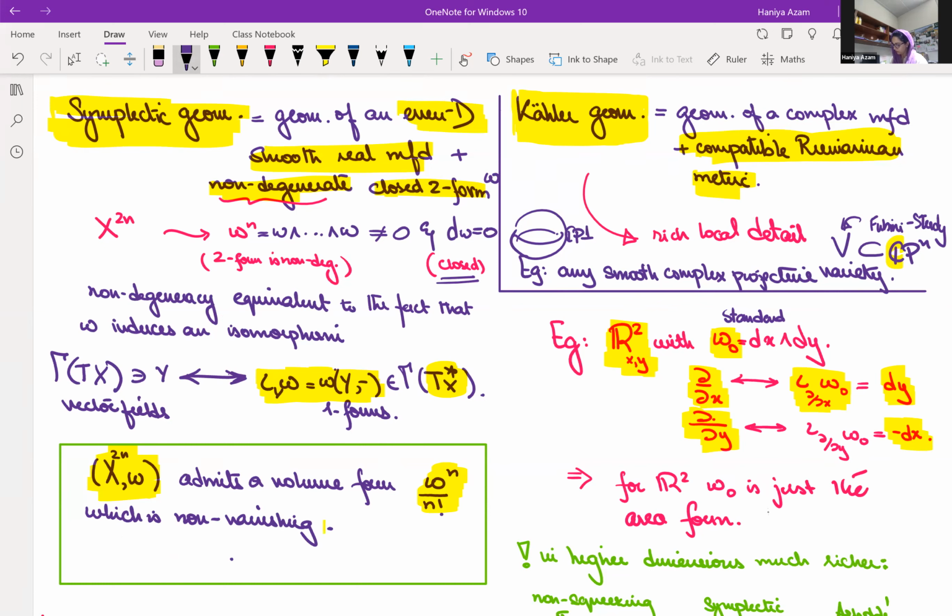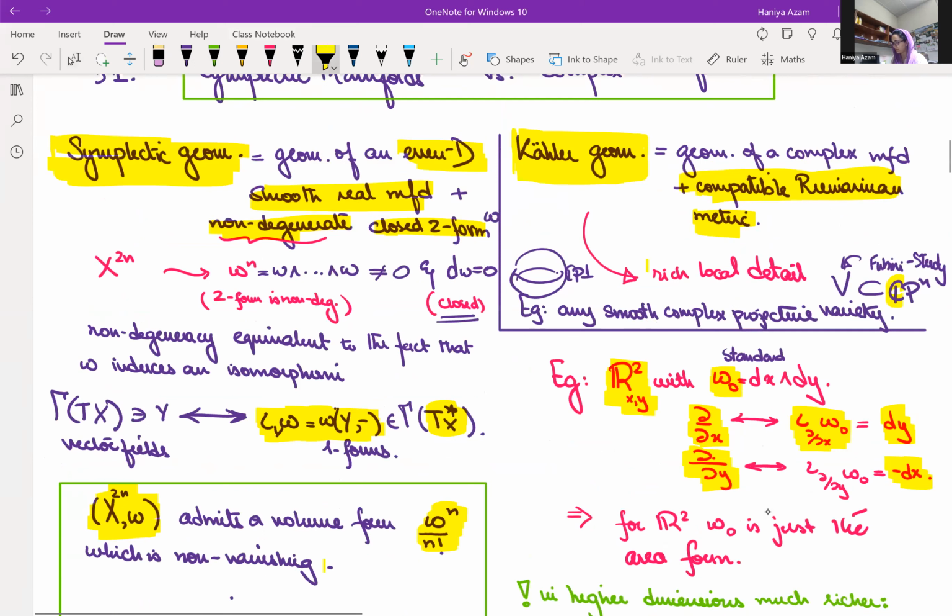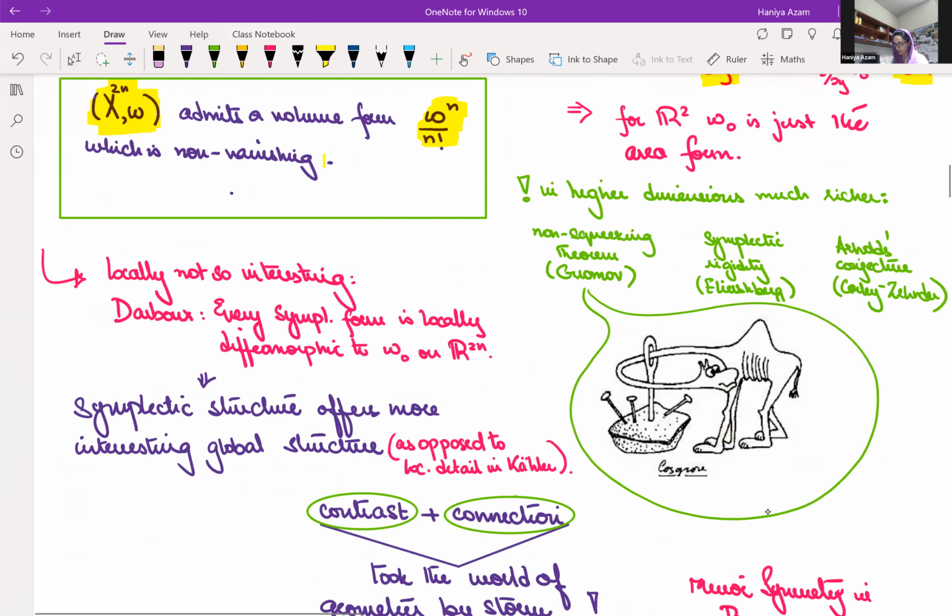All right. So what's the contrast with Kähler? As I said, Kähler has very rich local detail. The contrast is that locally, symplectic geometry is not so interesting. The reason is Darboux's theorem, which says that every symplectic form is locally diffeomorphic to the standard form on R^2n. So you take any symplectic manifold, its symplectic form will be locally diffeomorphic to the standard form on R^2n. This basically means that symplectic structure does not give you much local detail, but it offers more interesting global structures, as opposed to the local detail in Kähler.